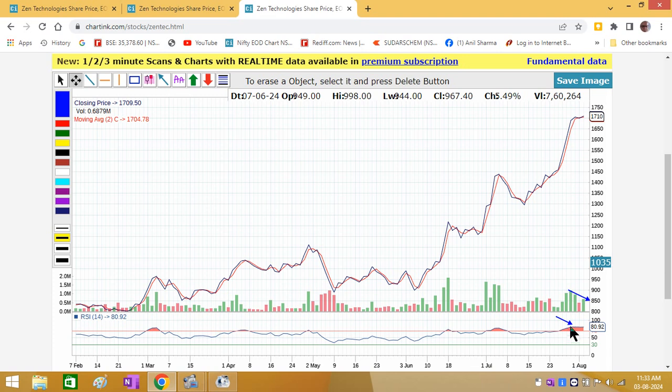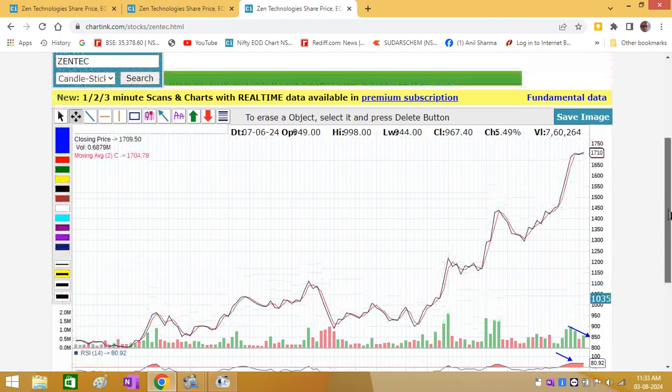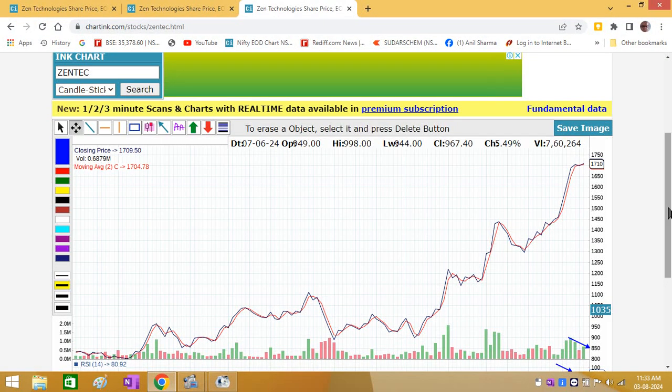So those of you who want to take the chance, they can buy some little quantity, whatever is your budget, buy just 50% of it and carry on along with the moving average of 2. The moment there is a cross like this, you need to come out. That is our standing understanding.